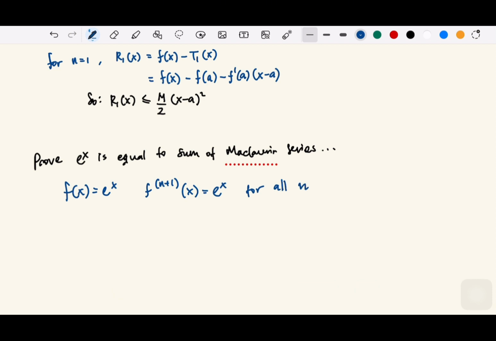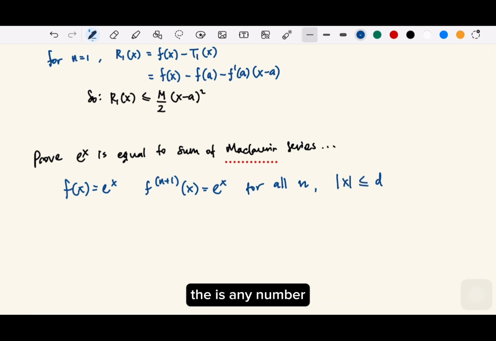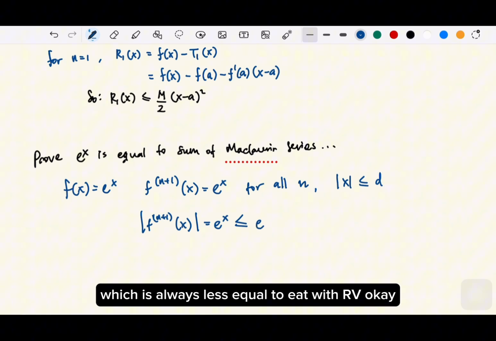Okay, and we take the ratio less equal d. D is any number, okay, any positive number. So the expression can be written as, which is always less equal to e to the power of d.